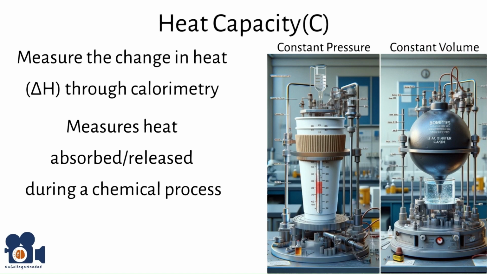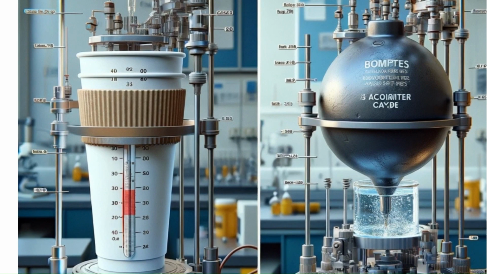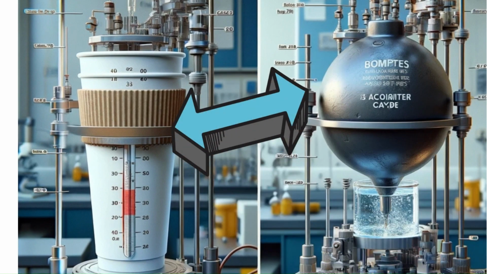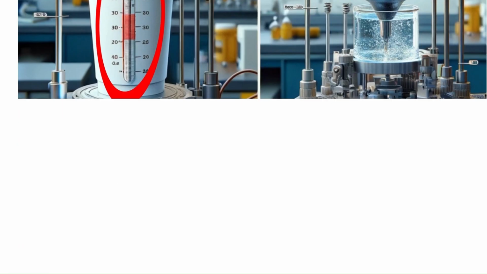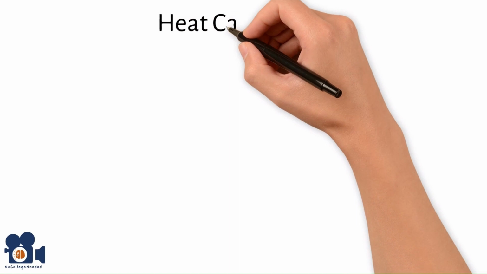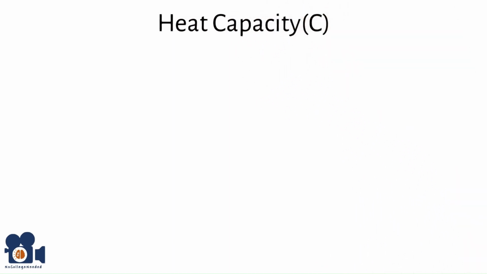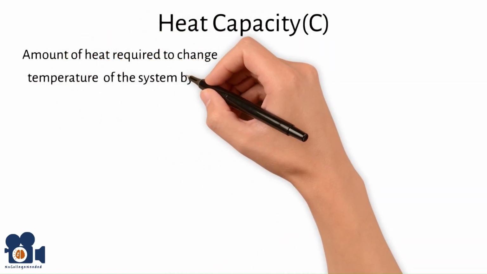In their simplest form, both of these calorimeters consist of a reaction vessel inside a water bath. The vessel contains the reactants, and the water bath helps measure the temperature changes. When the reaction occurs, the change in temperature of the water is used to calculate the heat transferred via a thermometer. As talked about previously, the calorimeter and the substances inside it have a known heat capacity, C, which again is the amount of heat required to change the temperature of the system by 1 degree Celsius.